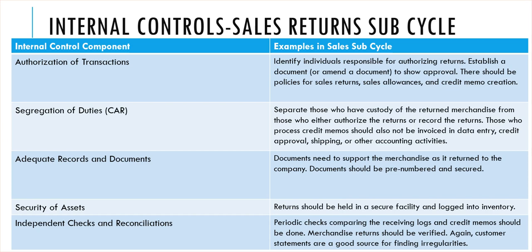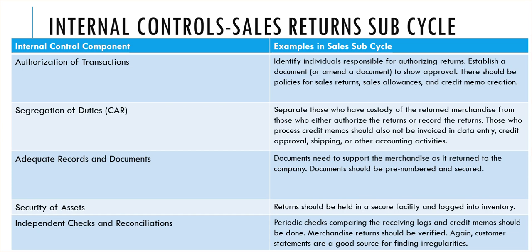Adequate records and documents. We're going to talk about the documents. Now, the first document, the return request, is coming from outside, and so we don't have the ability to use pre-numbered documents. The document number it has for that one is going to be coming from the customer. The customer's preparing it. But once we start preparing the documents in-house, which includes the receiving report and the credit memo, those things need to be pre-numbered so that we can be sure that there are no missing documents.